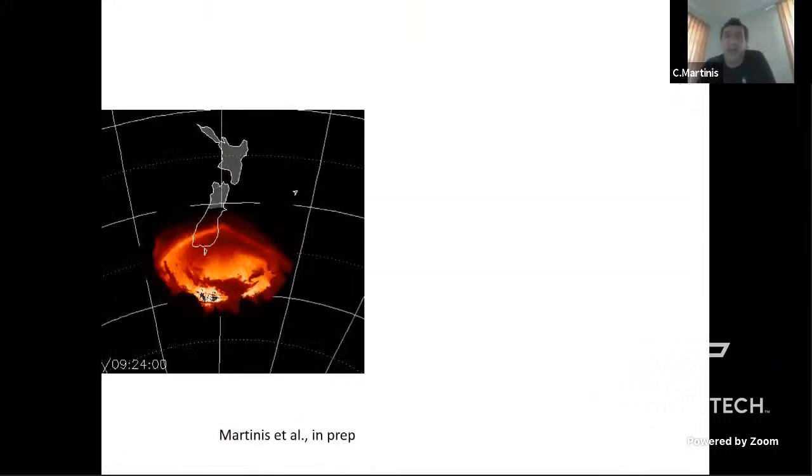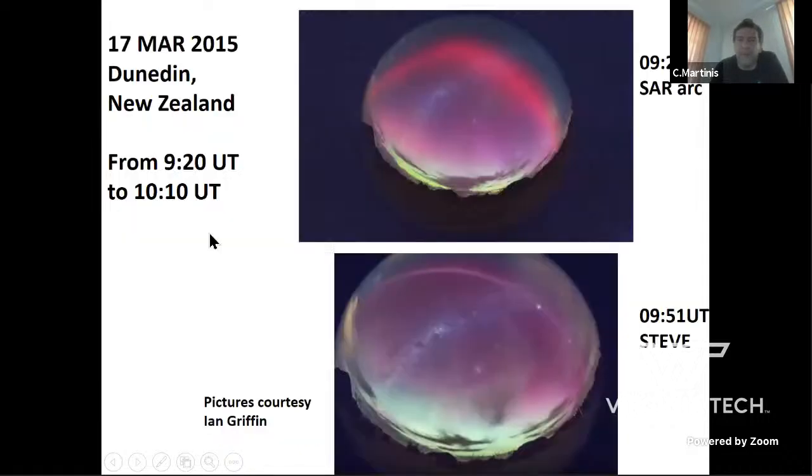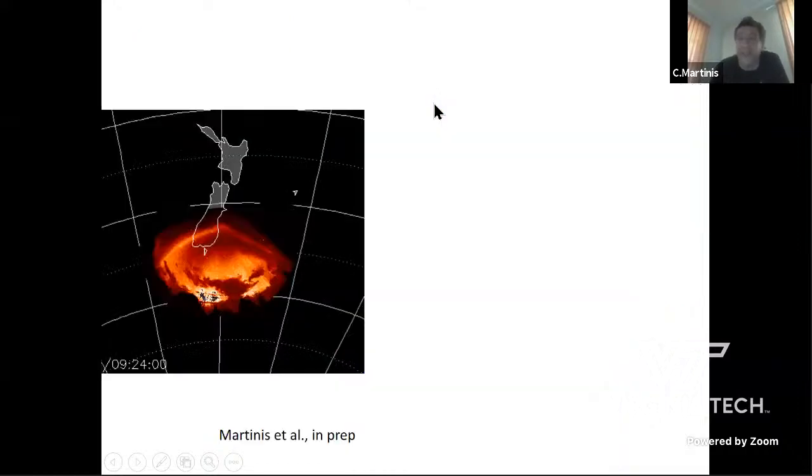So, working with Toshi, we took this image from the auroral photographer, and we did similar analysis, and we unwarped this. More work needs to be done because of the lack of linearity on this projection. But the point is that you can see this bright arc at 9:24. That's the time that we see this arc being observed, that we attribute as a SAR arc. It's to the south of New Zealand.